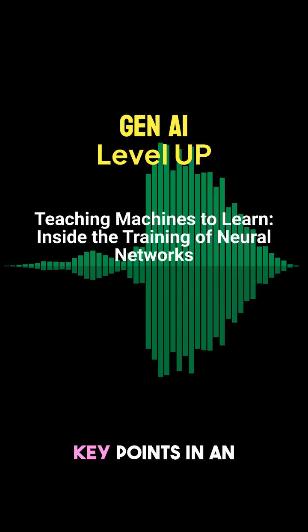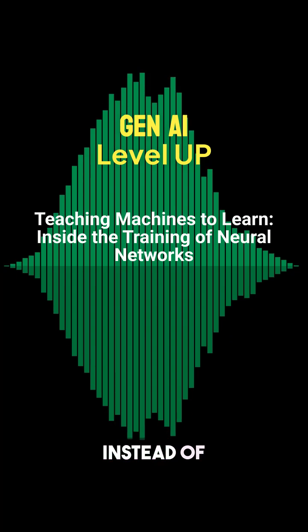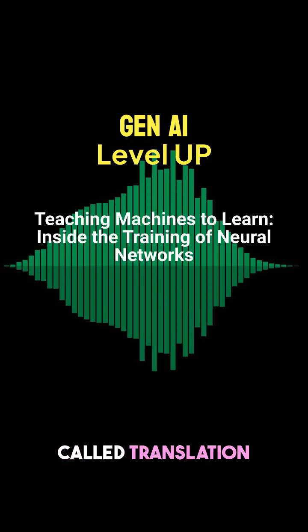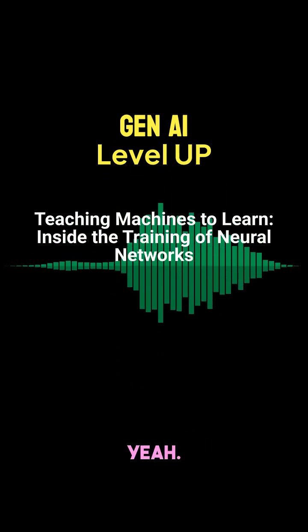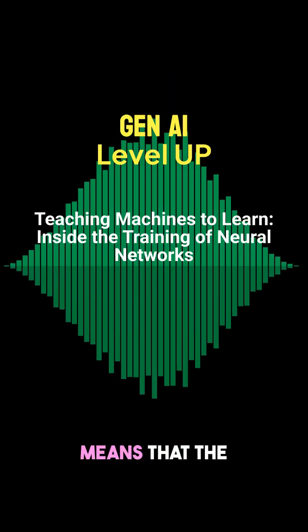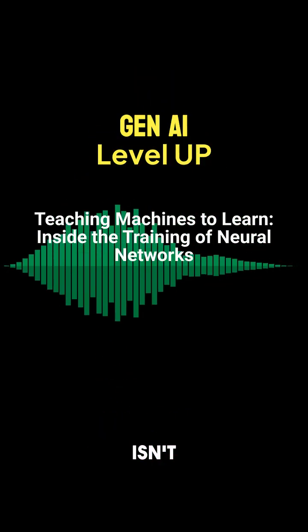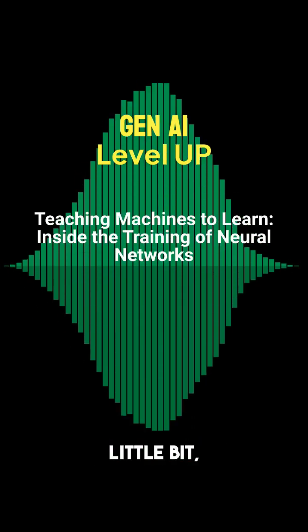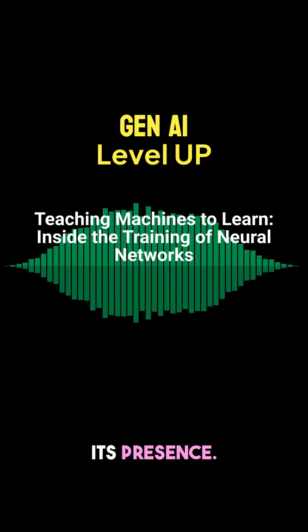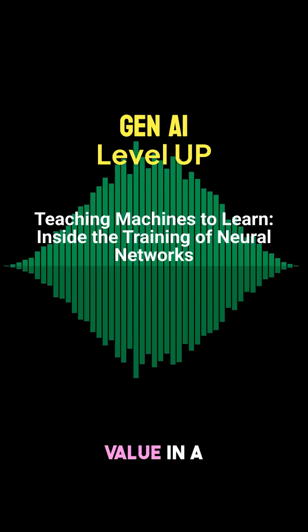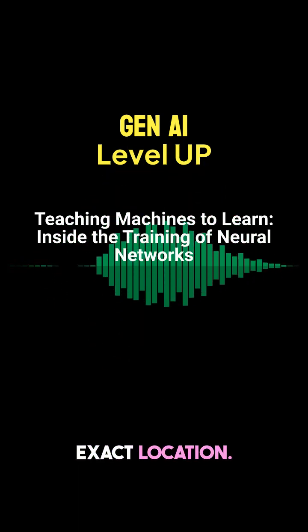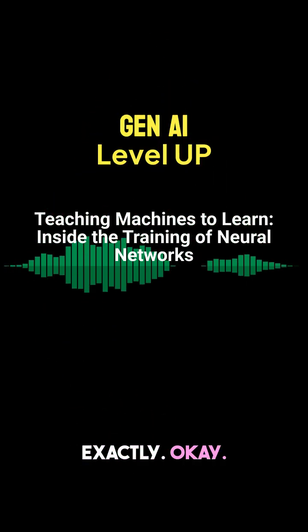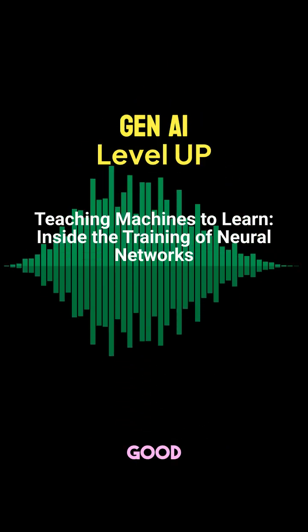So it's like highlighting the key points in an article instead of reading every single word. Exactly. And pooling also helps with something called translation invariance. Okay, break that down for me. It means that the network's performance isn't affected by where a feature is in the input. So if a feature moves a little bit, pooling can still capture its presence because it's looking for that maximum value in a region, not its exact location. So it's like, I don't care where you are as long as you're somewhere in the neighborhood. Exactly. Which again is essential for good generalization.